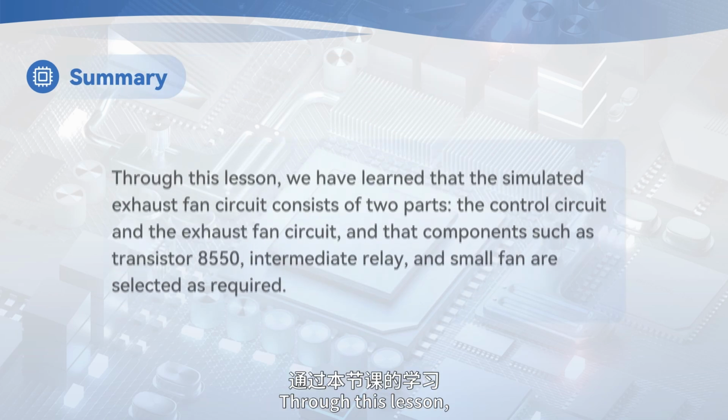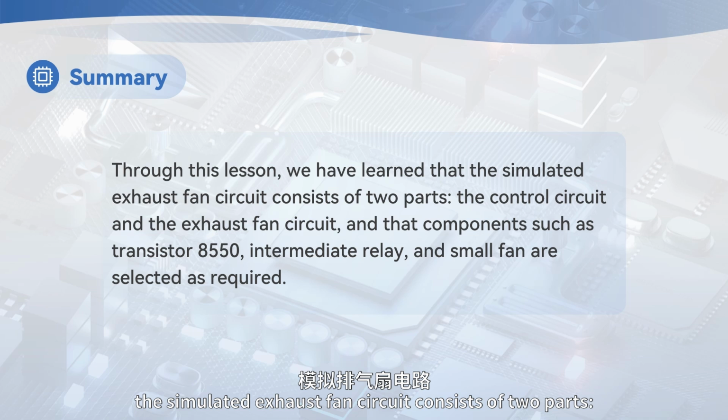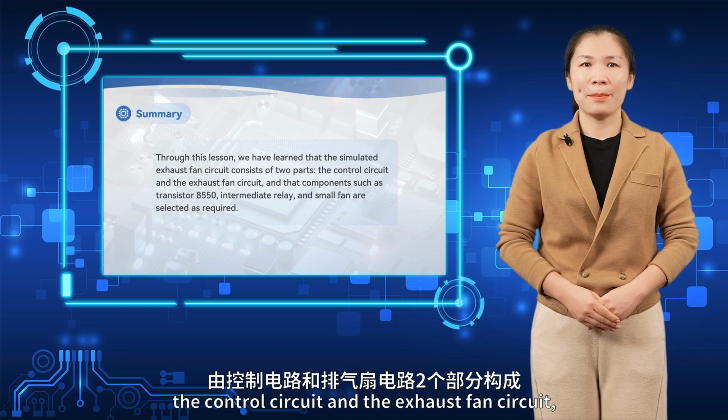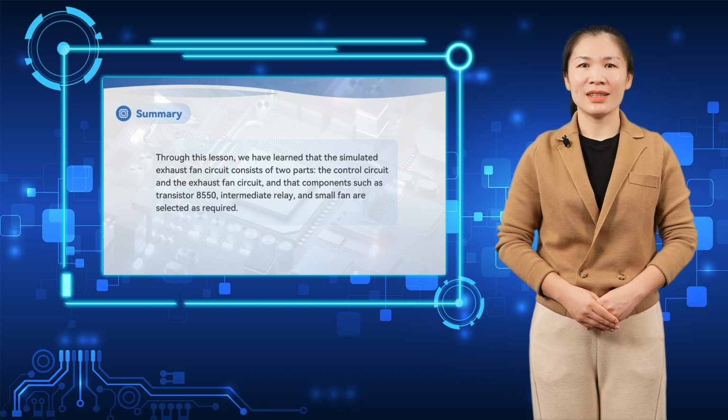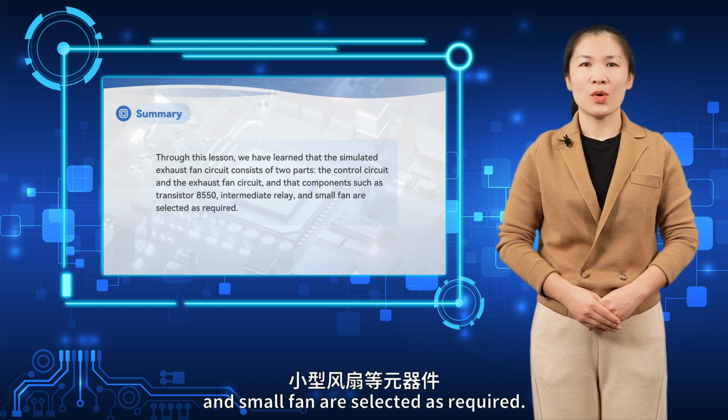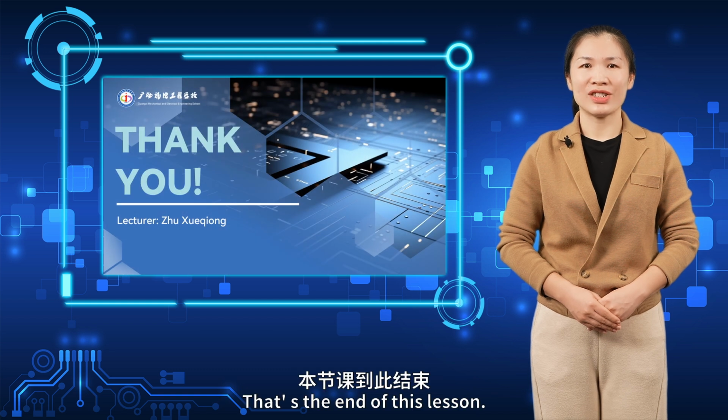Through this lesson, we have learned that the simulated exhaust fan circuit consists of two parts: the control circuit and the exhaust fan circuit, and components such as transistor 8550, intermediate relay, and small fan are selected as required. That's the end of this lesson.